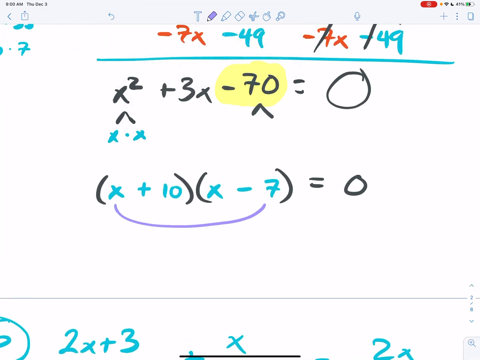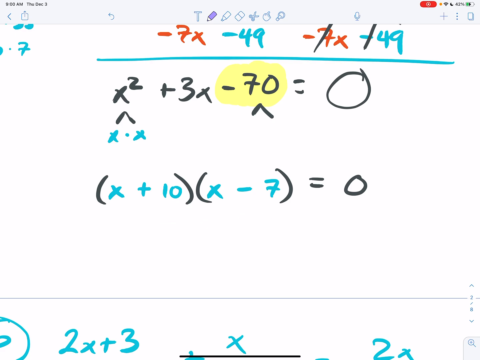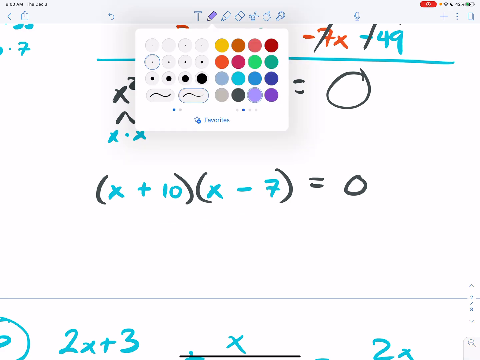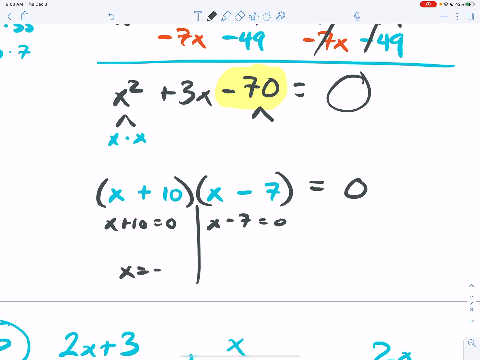My outer x times negative 7 is negative 7x. Positive 10 times x is positive 10x. That gives me a positive 3x, which is exactly what I want, okay? Okay, so now that I have my 0 product, I'm going to use the 0 product property, which allows me to set each factor equal to 0. Okay, so if you solve this here, eventually you'll get x equals negative 10 and x equals positive 7.